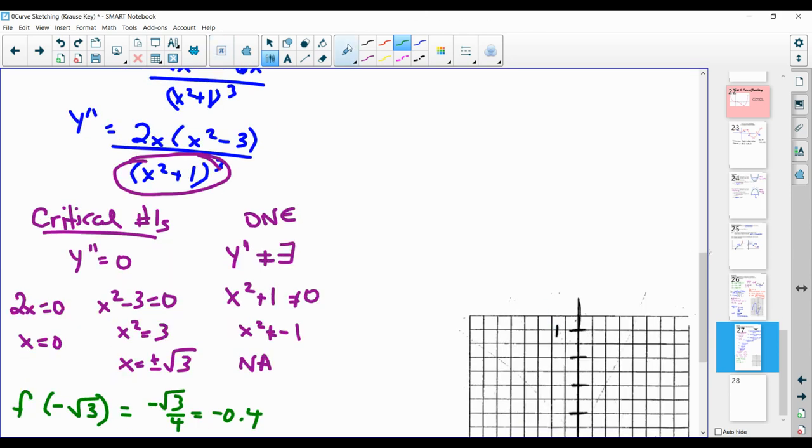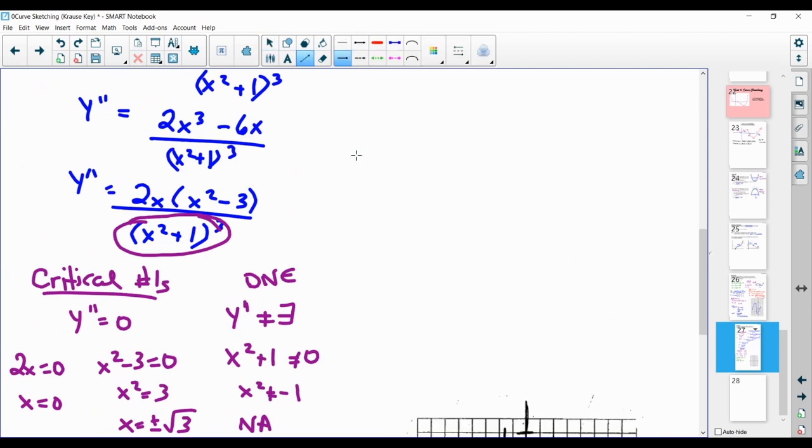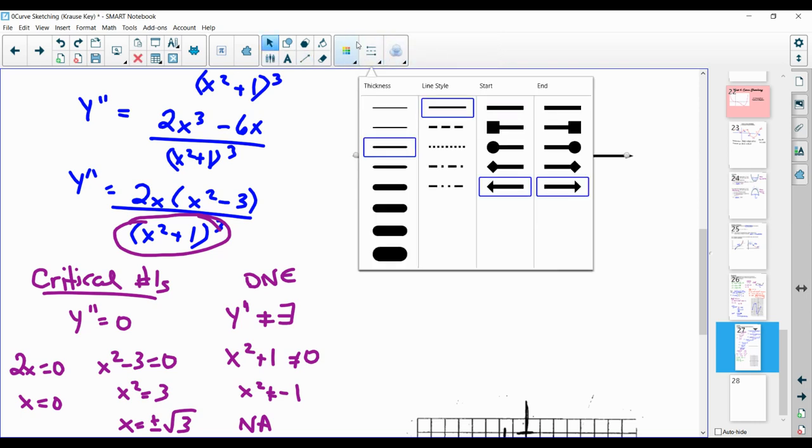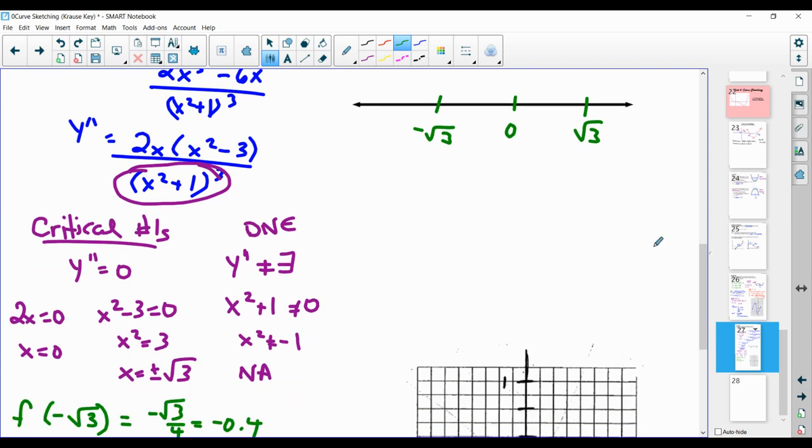Now, if we write out our number line here for our critical values, I'm just going to draw a line. So if we draw out our critical values, we had those 3 points. We had a point at negative root 3. We had a point at 0. And we had a point at root 3. And so we know when we sub in our points that we're going to have points of concave up and concave down. And in order to figure that out, we're going to have to use our interval chart again. So we're going to set up the interval chart.